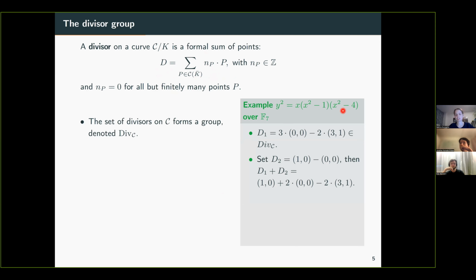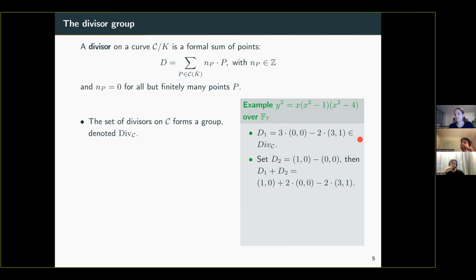We can make this more explicit with the example from before. Here I chose a divisor D1 by just choosing 2 points on the curve, (0, 0) and (3, 1). Then I assign multiplicities to these points, 3 to the first one, minus 2 to the second one. What we get, 3 times the first point minus 2 times the second point, is a divisor on the curve.